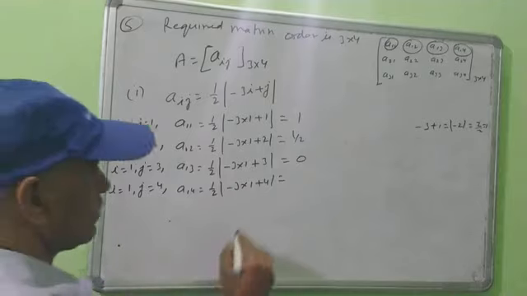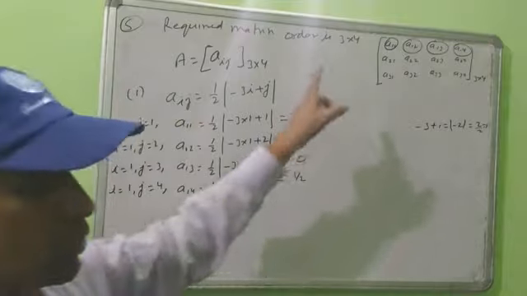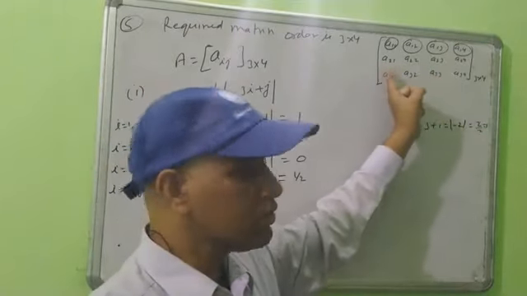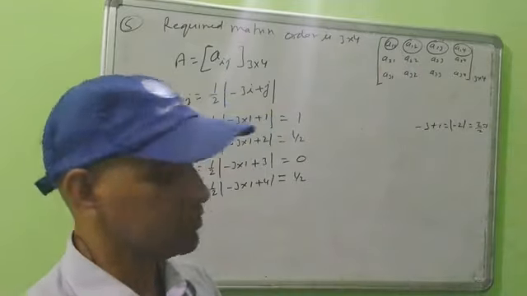So 1 into 1 by 2. What result will we get here? 1 by 2. It means the first row work is complete. Similarly, we will find the solution for the second row, and similarly the third row.